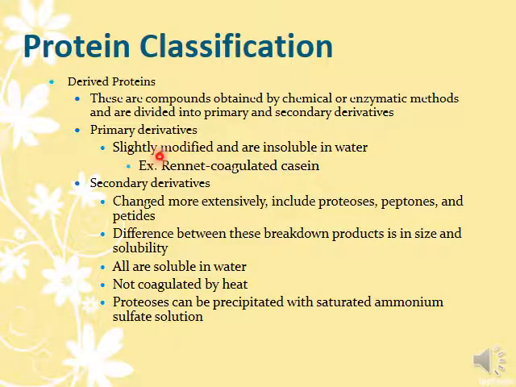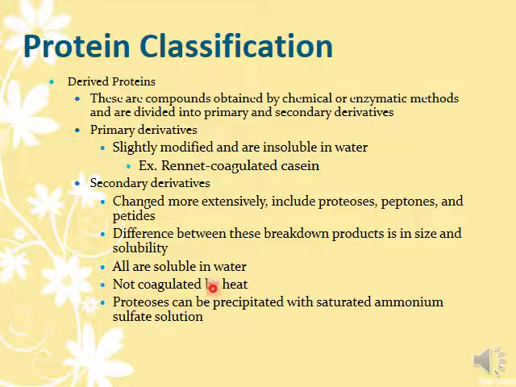Rennet is an enzyme obtained from the cow, and it is used to coagulate casein from milk. The second type of derivative is secondary derivatives. This type of derivative is extensively changed, which includes proteose, peptone, and also peptide. The difference between groups like proteose, peptone, and peptide in secondary derivatives is in terms of their size and solubility. All secondary derivatives are soluble in water, unlike primary derivatives, which are insoluble.